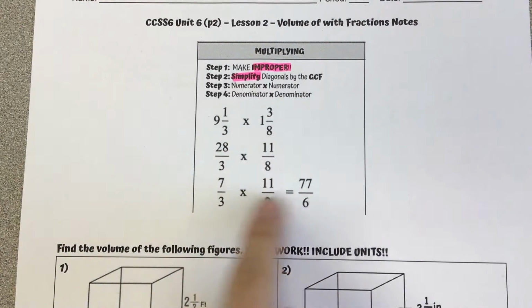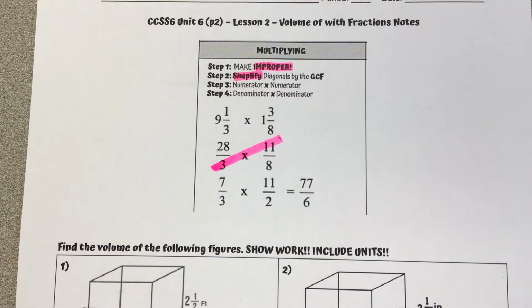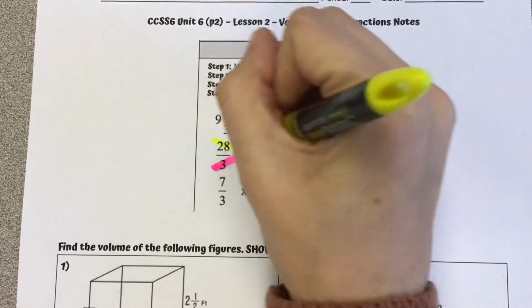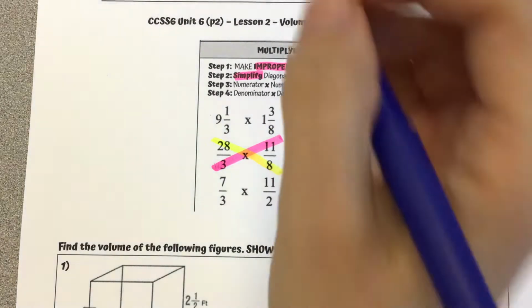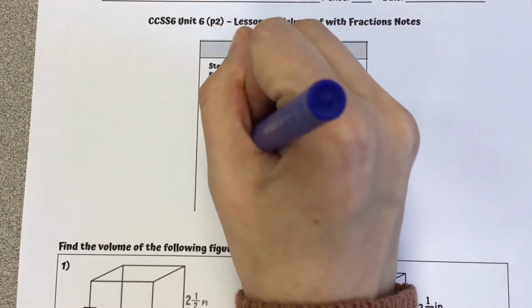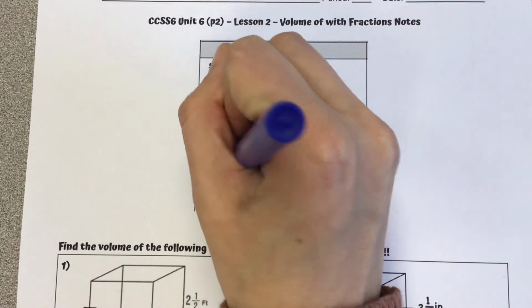Okay, so we've got a little cheat sheet here. Remembering when we are simplifying, we are looking at those diagonals to see what they simplify by. These simplified by 4. And these simplified by 1.